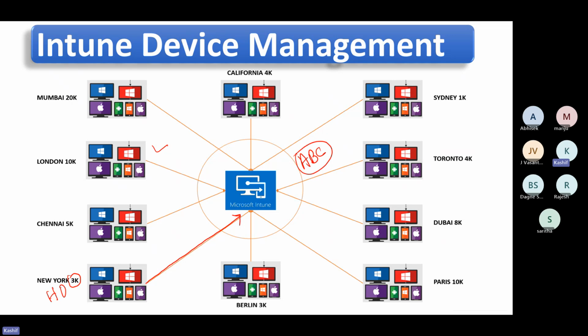Once you enroll them into Intune, then from Intune you can control these devices, right? So those are the headquarter devices. Now, what about the branch office devices? Similarly, we need to enroll the devices from branch offices as well. For example, 5,000 devices from Chennai, 10,000 devices from London, 20,000 devices from Mumbai, Berlin, Paris, Dubai, Toronto, Sydney, California. You have multiple locations with thousands and thousands of devices in each. From each location we need to enroll devices into the Intune portal.